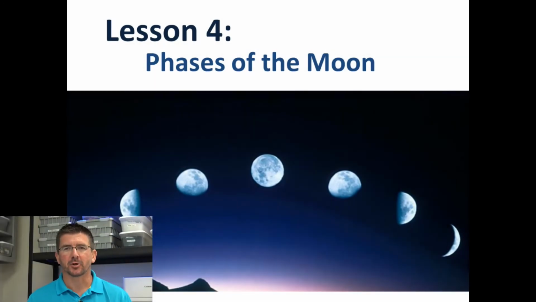In our last lesson, we talked about some characteristics of the moon. We talked about how its surface is much different from Earth's. We talked about how it doesn't have the atmosphere that we have here on Earth. But in today's lesson, as we talk about phases of the moon, we're going to be talking about the moon as we observe it in the sky from Earth.